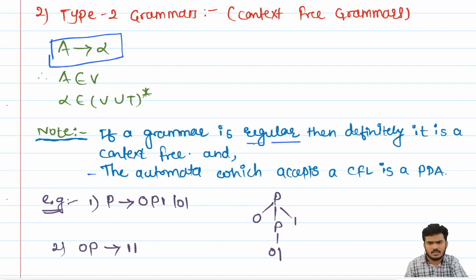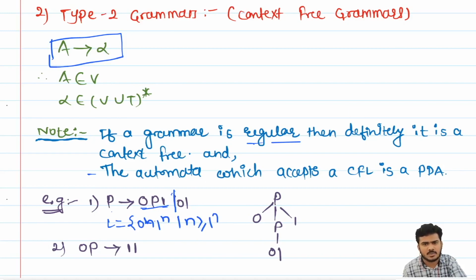Let's take one example. If the production is P produces 0P1 or 01, here we have the flexibility that we can use any number of terminals or non-terminals or a combination of both. In P produces 0P1, 0 and 1 are terminals and P is the variable. So if we write the language for this, the language becomes 0 to the power n, 1 to the power n, where n is greater than or equal to 1, strictly 1, because here P produces 01. If P produced epsilon, then we could write n greater than or equal to 0. So this is a context free grammar, and we can say that this is a context free language.